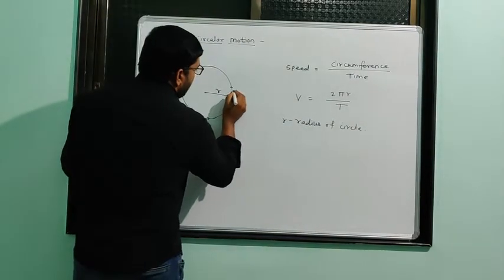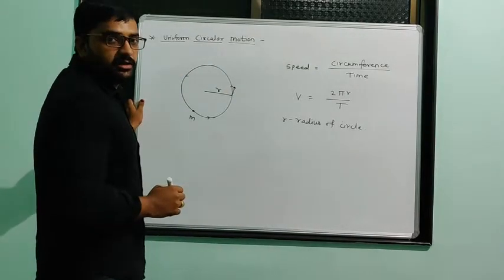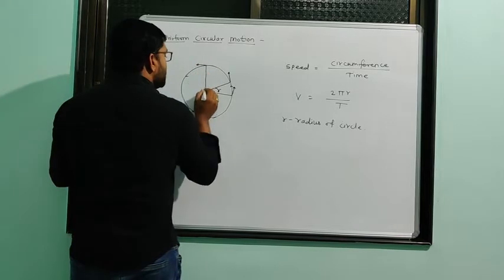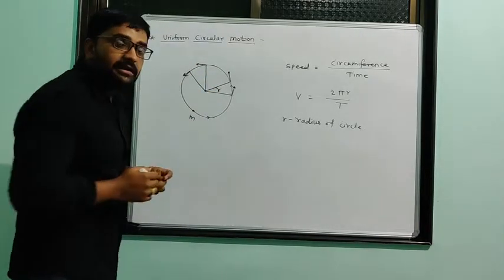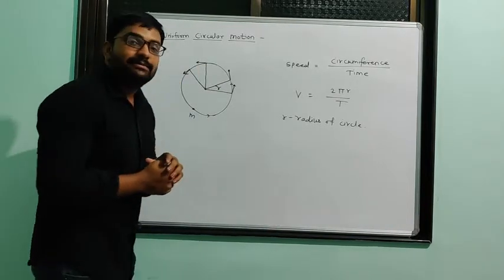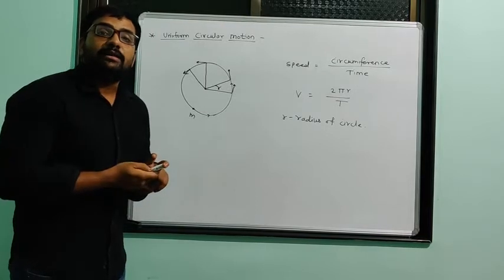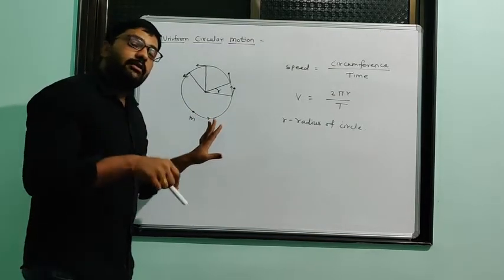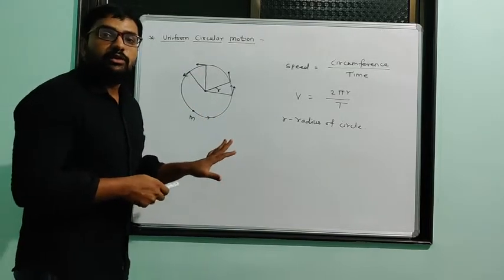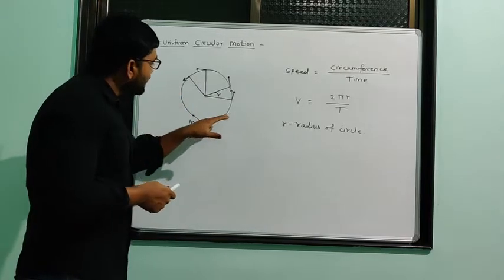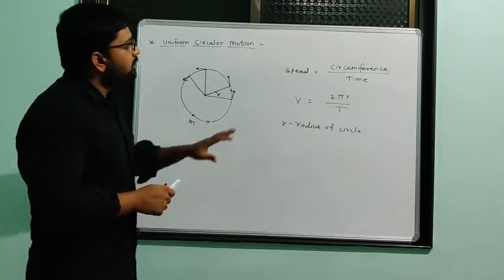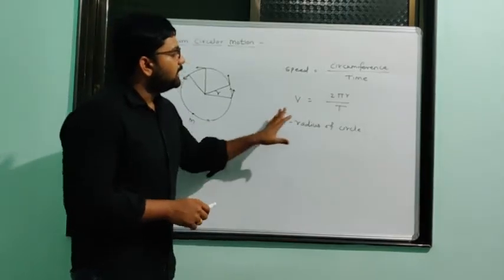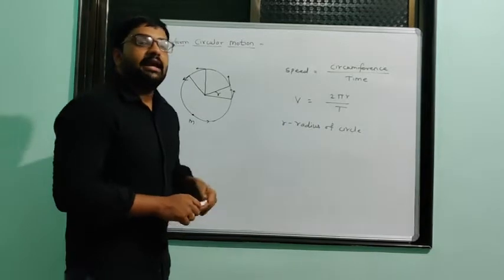So here what happened? At each and every point, velocity will change, because at each and every point the direction of motion changes. The direction of motion changes on each and every point of this circumference. That is why it is also called accelerated motion. Which type of motion? Accelerated motion, because its velocity goes on changing at each and every point due to the change in direction. And this is the formula of speed: circumference upon time, and we know circumference is 2 pi r, T is the periodic time, where r is the radius of the circle.